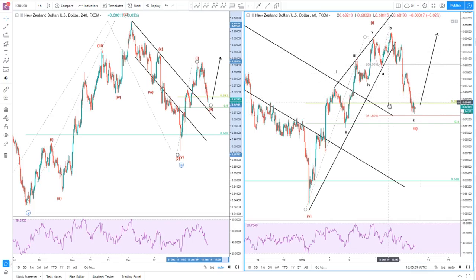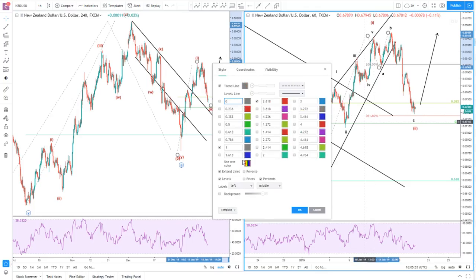When we measure flat corrections, we want to see how long wave C is compared to wave A. So we take the length of wave A, project it from the end of wave B, and we put our fib levels in, which are usually 100%, 161.8, and 261.8. Any higher than that, I'm not really comfortable, and it's probably not a flat. We're probably looking at something different.